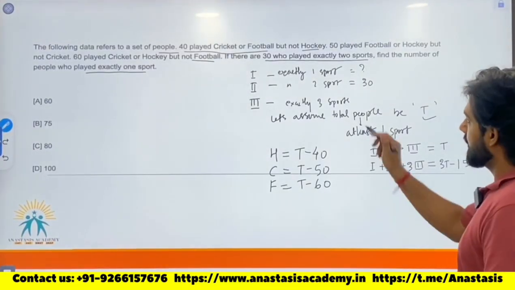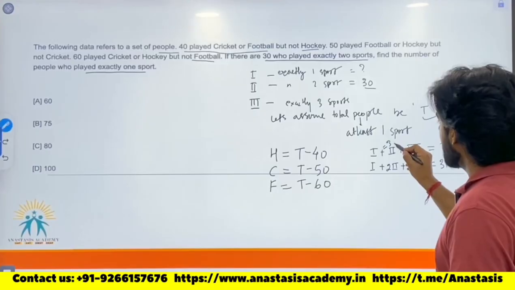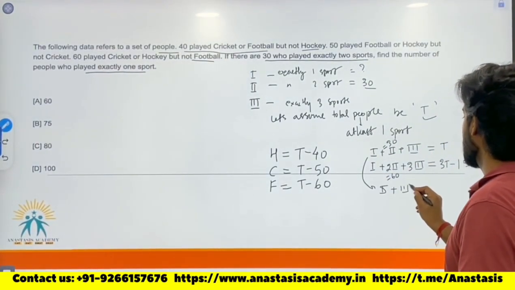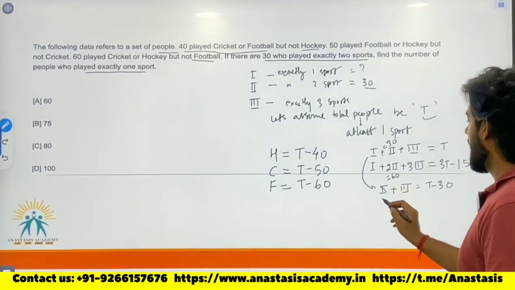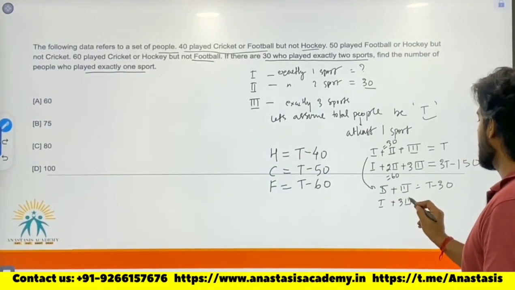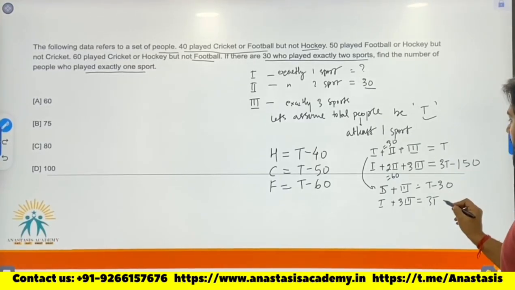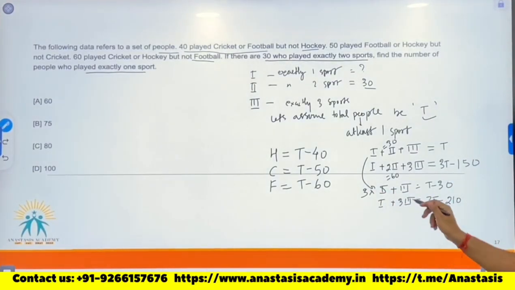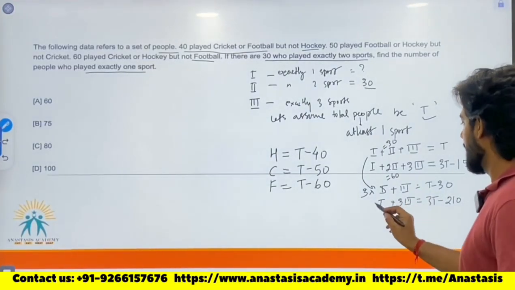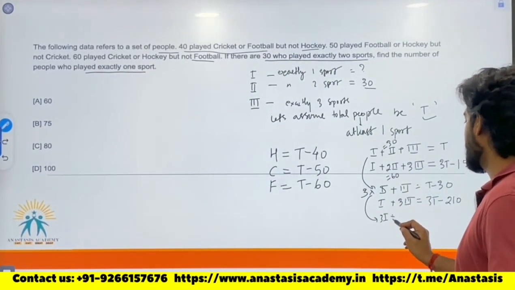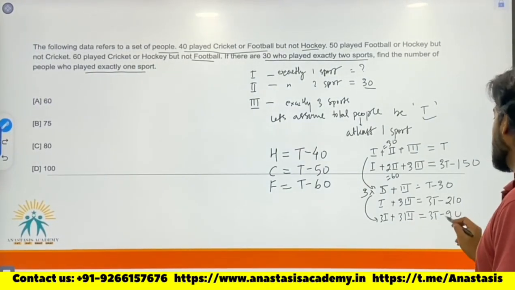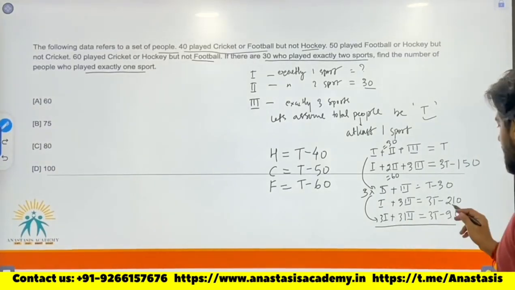Now 2 is given to me as 30, so it will be 30 and this is 60. So the equation becomes 1 plus 3 is equal to T minus 30, and 1 plus 3 times 3 is equal to 3T minus 210. Now multiply by 3, because I have to eliminate the variable of people playing exactly 3 sports. So the equation becomes 3 times people playing exactly 1 plus 3 times people playing exactly 3 is equal to 3T minus 90.